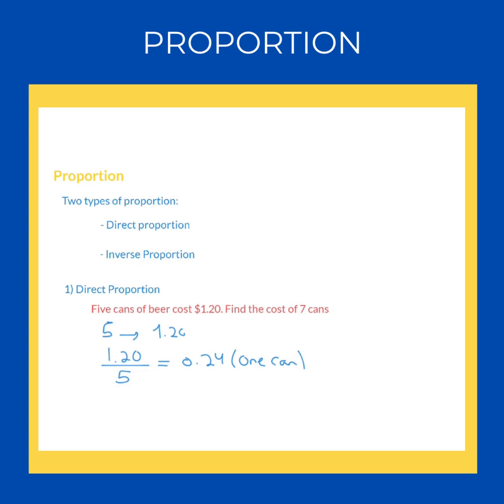Now again, you ask yourself, now if the cost of 1 can is $0.24, so what's the cost of 7 cans? Is it bigger or smaller than 0.24? Now of course it's gonna be bigger, so since it's bigger I need to magnify it by multiplying 0.24 times 7. So 0.24 times 7, and the answer is 1.68. So that's the cost of the 7 cans.